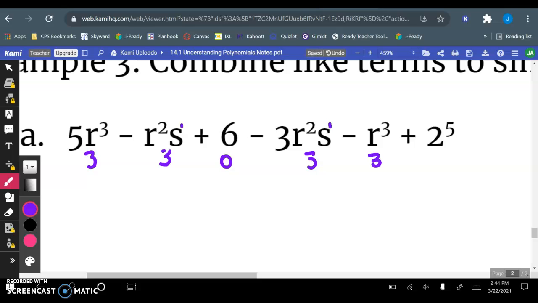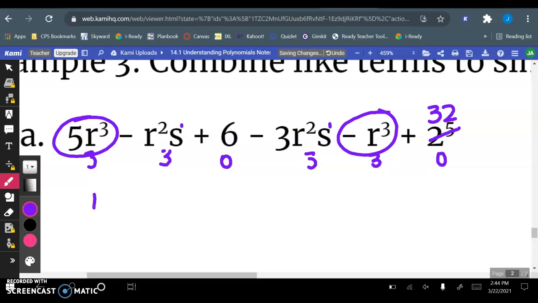And 2 to the 5th power is 2 times 2 times 2 times 2 times 2. So 2 times 2 is 4. 4 times 2 is 8. 8 times 2 is 16. And 16 times 2 is 32. So this is actually a 32. And that has a degree of 0 as well because it does not have any variables. So now, since all of the ones with variables have a degree of 3, it doesn't matter which one goes first. So I'm going to go all to the r to the 3rd power. So I have 5r to the 3rd power minus 1r to the 3rd power. So that would leave me with 4r to the 3rd power.